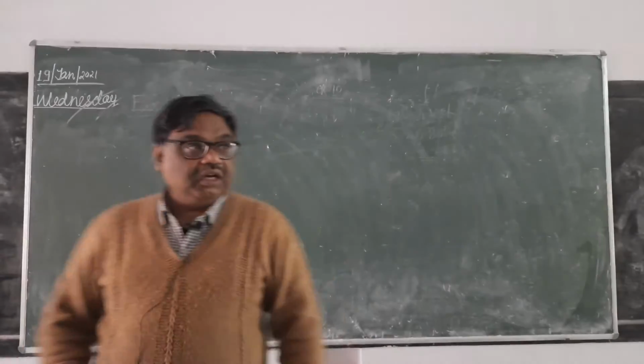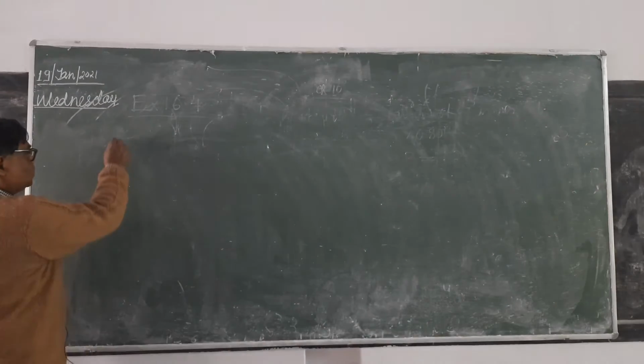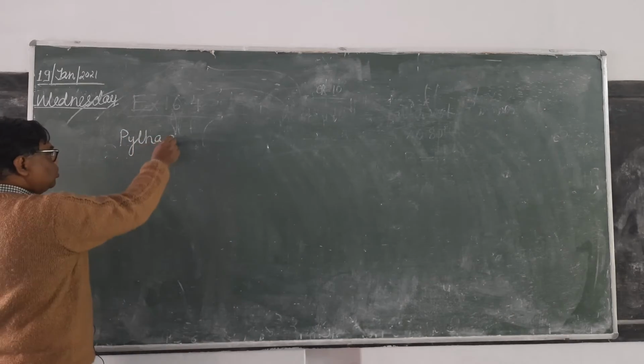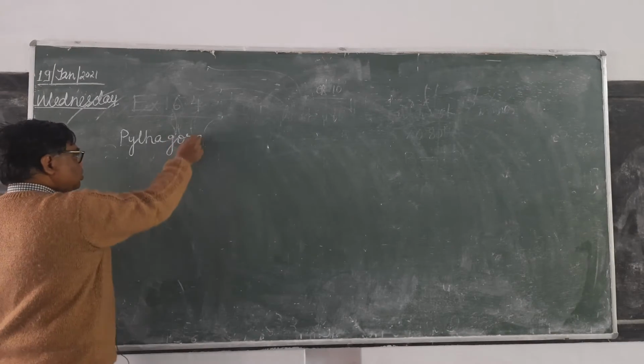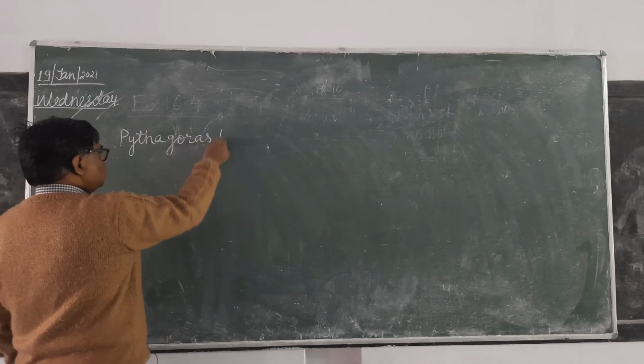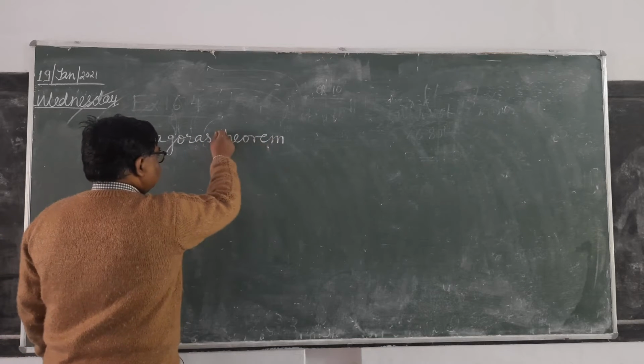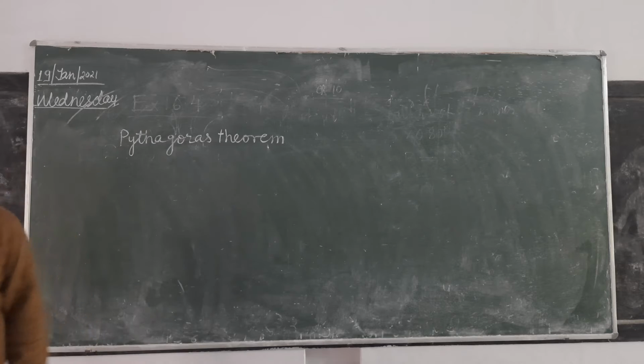So today we will begin Pythagoras theorem. This is chapter number... Pythagoras theorem. Now this theorem is related with what type of triangle? With what type of triangle is it related? Right angle triangle. It can be applied only in the right angle triangle.